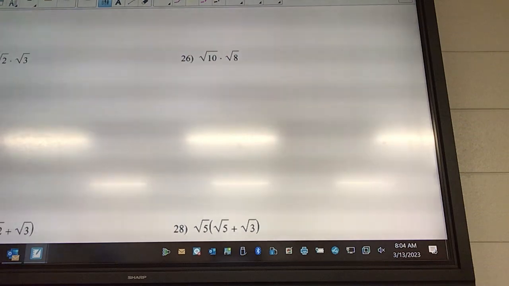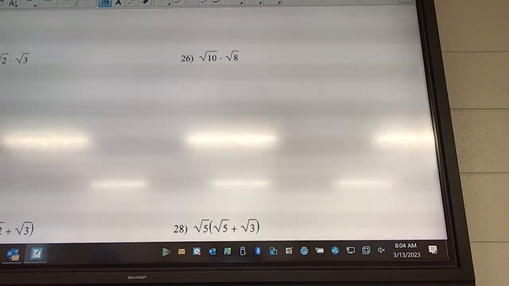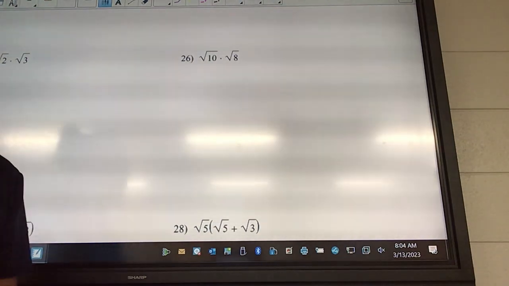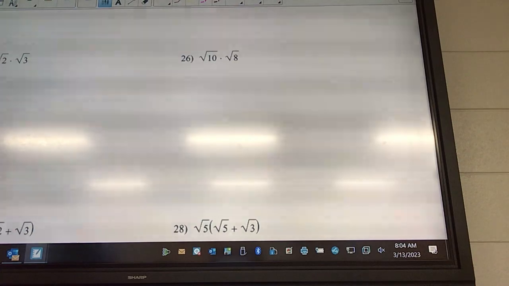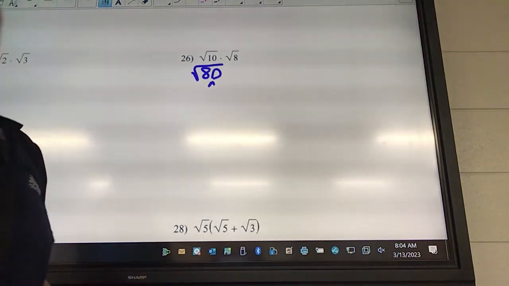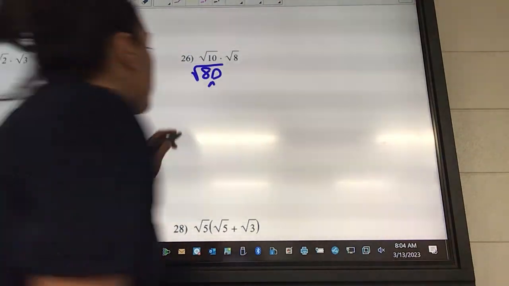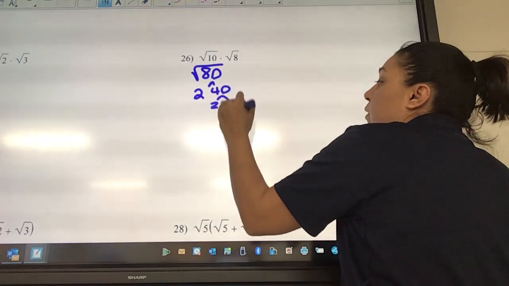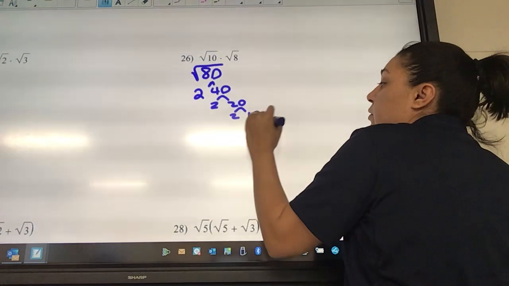Okay, 26. Multiplication. What is the rule? In order for us to multiply them, they need to have the same index, or the same little baby number on the outside, and there is none right here, so it's considered a 2. So 10 times 8 is going to be 80, and then we can simplify. So you get 2 and 40, 2 and 20, 2 and 10, 2 and 5.